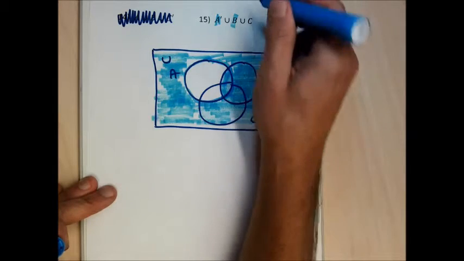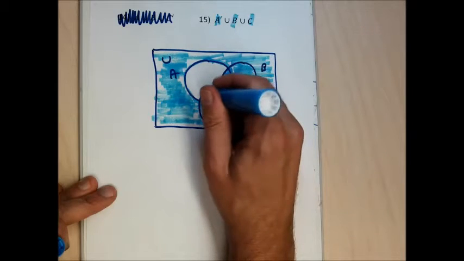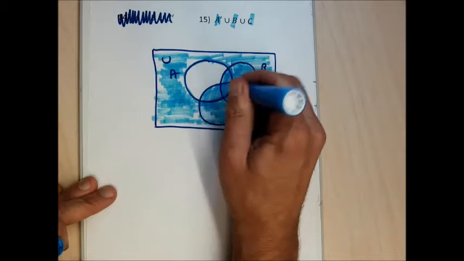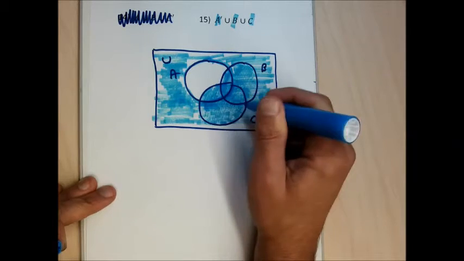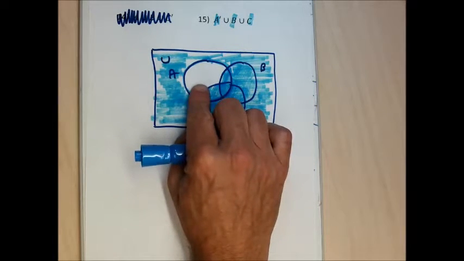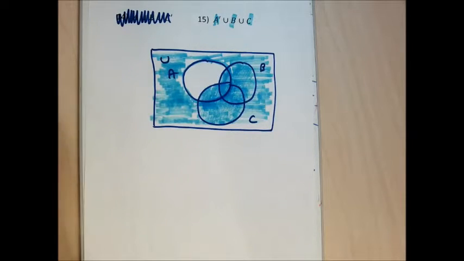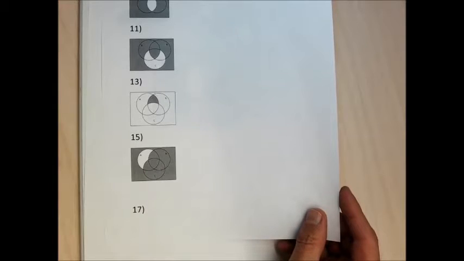And then lastly, because it's another union, I keep my blue color and do the C. Now I'm shading everything inside the C circle. Anything that's been shaded, regardless if it's been shaded once, twice, or 3 times, is going to be part of my answer to problem 15. The only region that's empty is this little part of set A, and that's exactly the answer that I have drawn on your answer key.